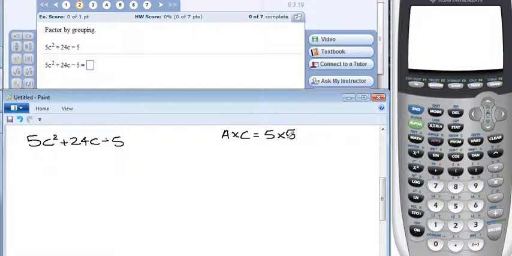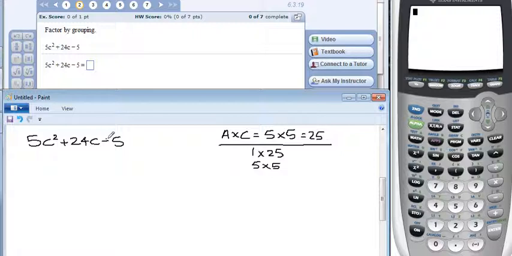5 times 5. Disregard the signs. I'm just multiplying this times this. Gives me 25. My second step was to make factors of 25. Okay, I've only got 2. Now I have to decide if I'm adding or subtracting to my middle term.